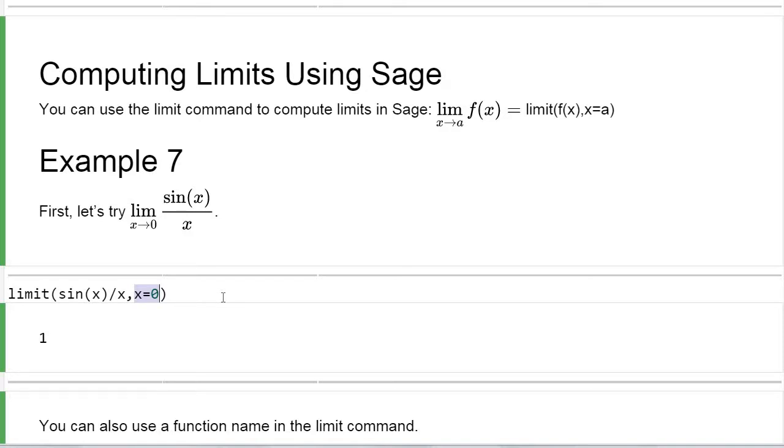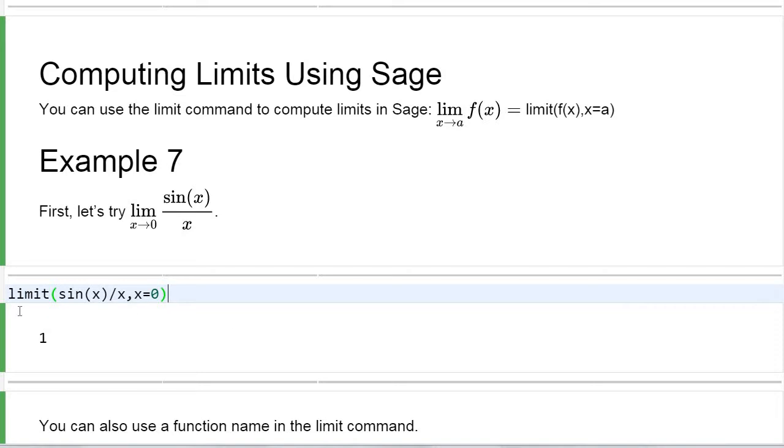So there's not an arrow on your keyboard for x arrow 0 like it is in our notation, you just use the equal sign. So x equals 0 means x approaches 0. And don't get confused by that. Remember, we're not saying x actually equals 0. That's just the x that we're trying to approach. That's how the limit command was designed.